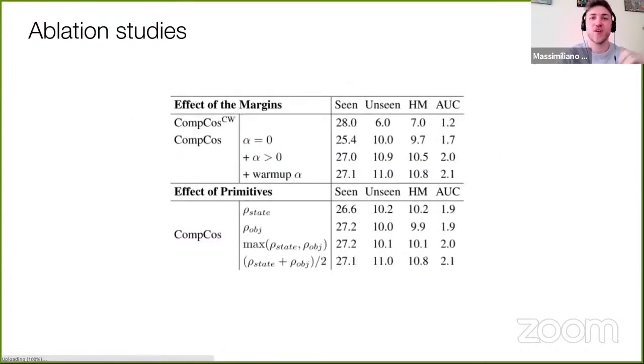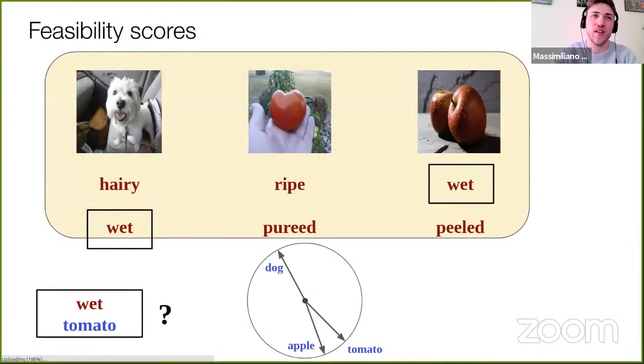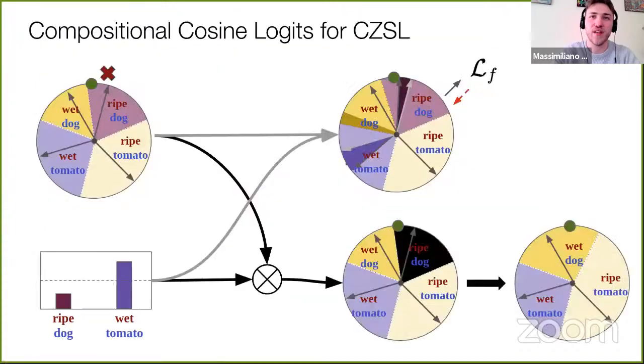So if we go here, what we do is that we project the features, and this is what we obtain maybe. But then with masking, we say, okay, ripe dog is below this line, so it's below a certain threshold, and so we exclude ripe dog from the output space, and then we predict just things that have a higher feasibility score with respect to a threshold.